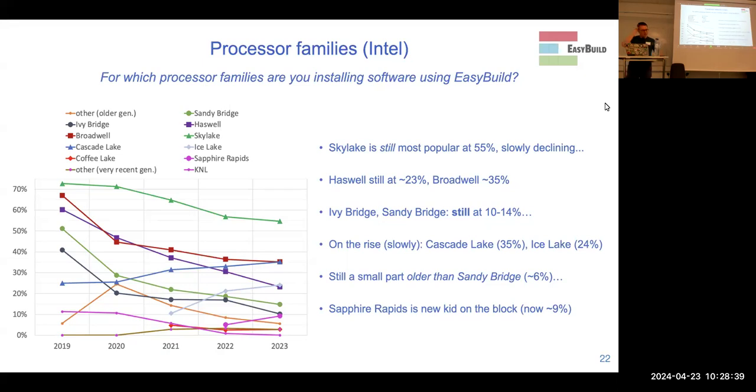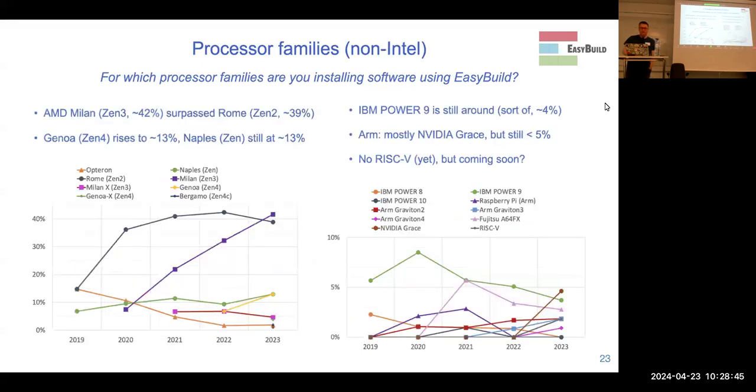On the non-Intel side, just be aware of the scales here. This goes up to 70%. Skylake here is at about 55. Looking at AMD, we're hitting at most 40%, so it's definitely lower than Intel, but it is quite significant. And what is interesting is that Milan, so Zen 3, is definitely on the rise. That's pretty clear. Zen 2 is maybe beyond its peak already.